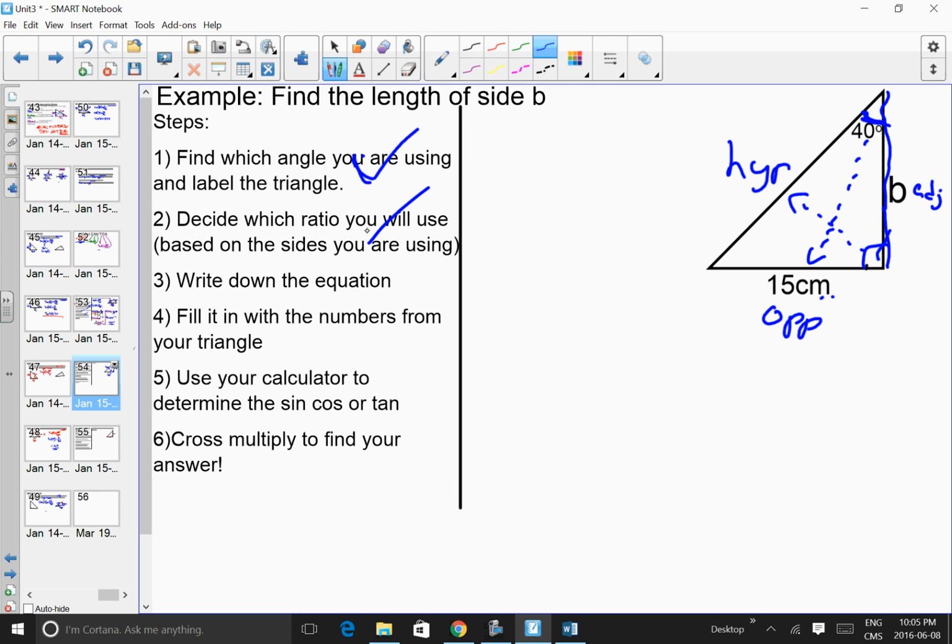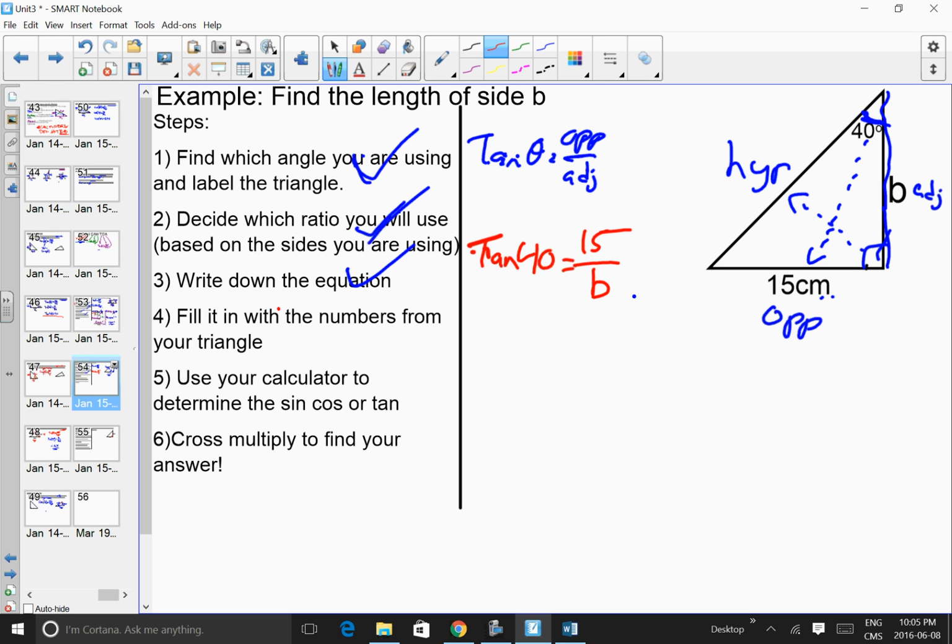Write down the equation. So TOA, tangent, equals opposite over adjacent. Good. All right, next step. Fill it in with numbers from your triangle. My angle was 40. My opposite side was 15. And my adjacent side was, well, that's what I'm looking for. So we'll leave that as B.